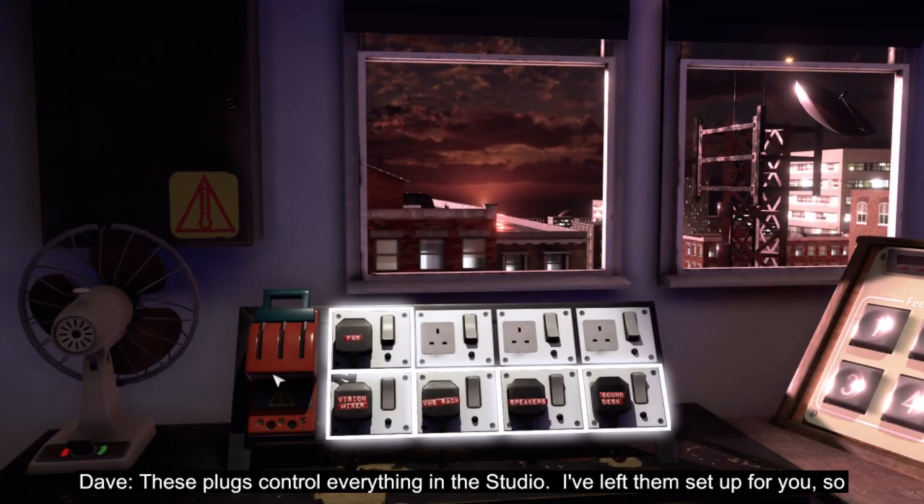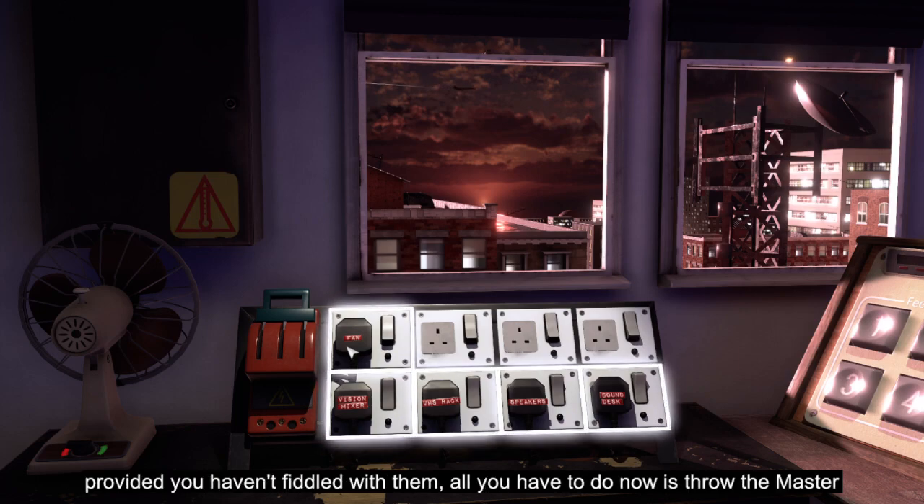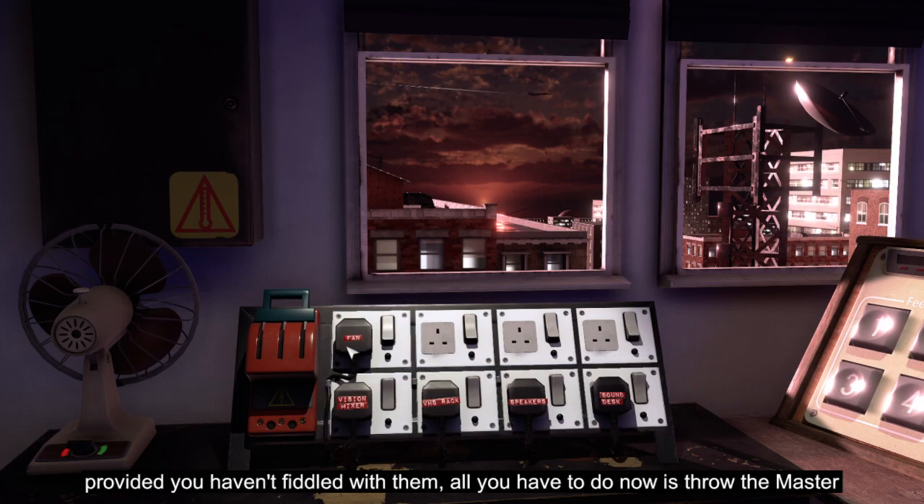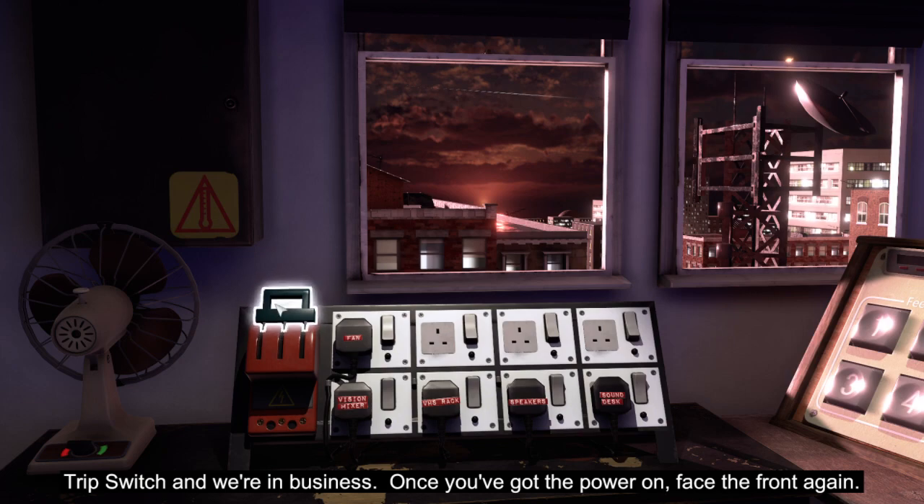These plugs control everything in the studio. I've left them set up for you, so provided you haven't fiddled with them, all you have to do now is throw the master trip switch and we're in business.